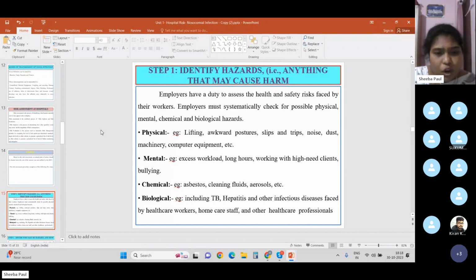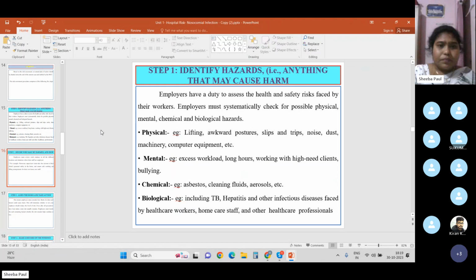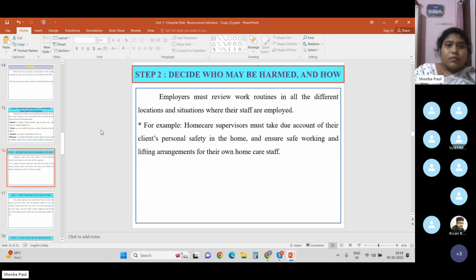And then moving on to the chemical hazards, that is asbestos, cleaning fluids, aerosols, and biological hazards including TB, hepatitis, and other infectious disease faced by health workers, home care staff, and other healthcare professionals. So the risk assessment at hospital, first step is identifying the hazards, which are basically four types, that is physical, mental, chemical, and biological. Next is step two, decide who may be harmed and how.